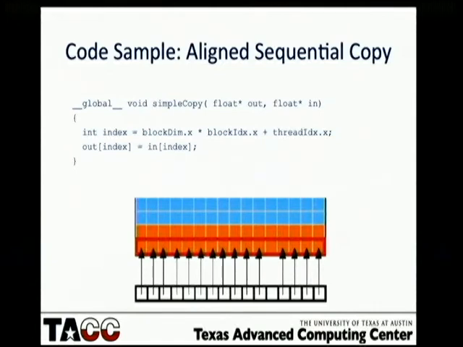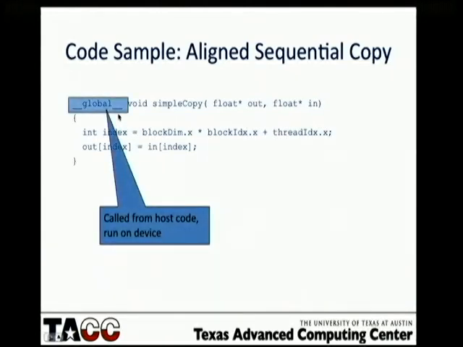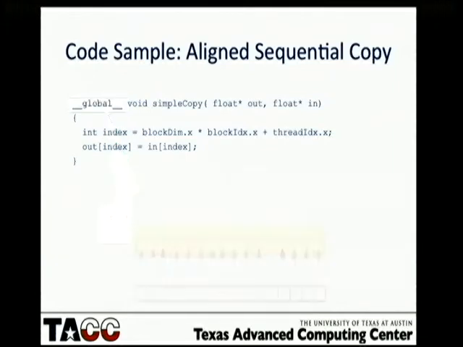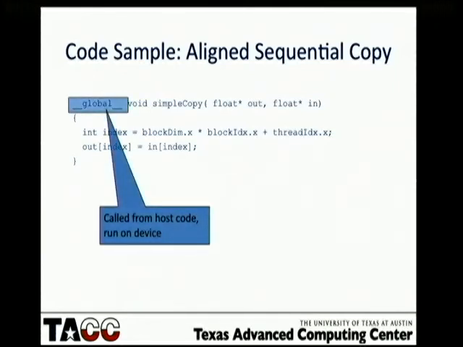All right, so now I'm going to show you what this looks like in C, and we'll get to the Python stuff later. So here's an example of just the aligned sequential copy. In CUDA, you say global like this. In OpenCL, we say global without the underscores, but that's okay. All this means is I can call this code from my host, right? So the CPU can call this on the device.